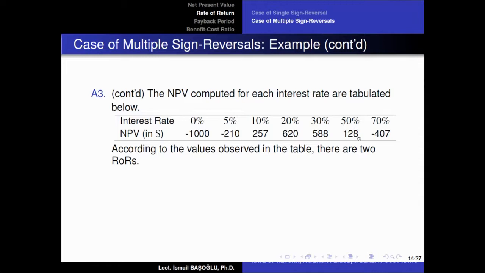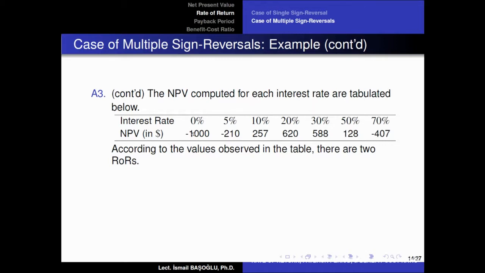And you see, according to these values, there are two rates of return which make the net present value equal to 0. The first rate of return is between 5 and 10%, somewhere here. And the second rate of return is somewhere between 50 and 70%.